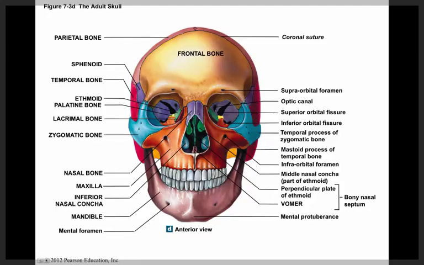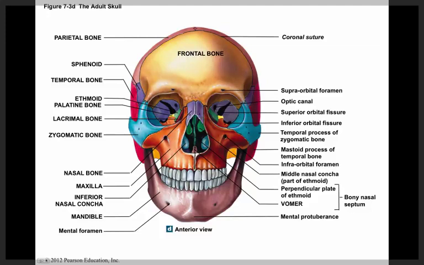Another structure that the ethmoid bone creates are the middle nasal concha. These concha are projections off of the ethmoid bone into each of the nasal cavities. There are 3 nasal concha. There's a superior, a middle, and an inferior nasal concha. The middle nasal concha that we're seeing right here is actually part of the ethmoid bone on the right and the left.